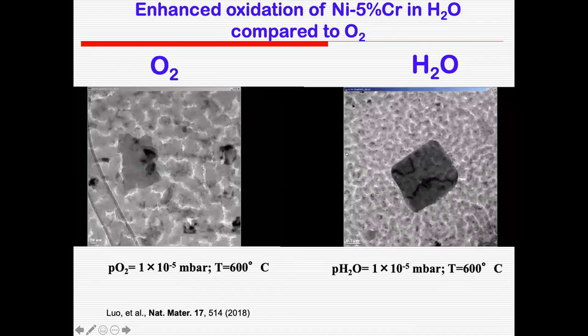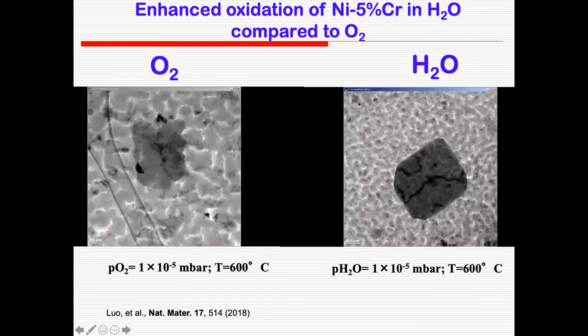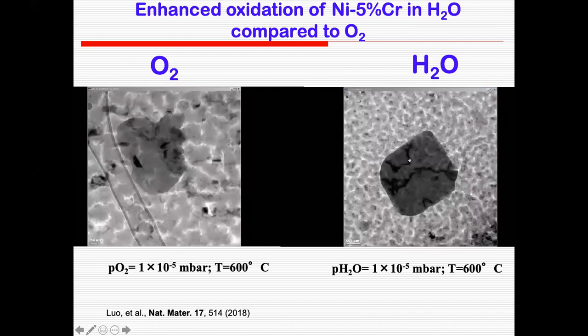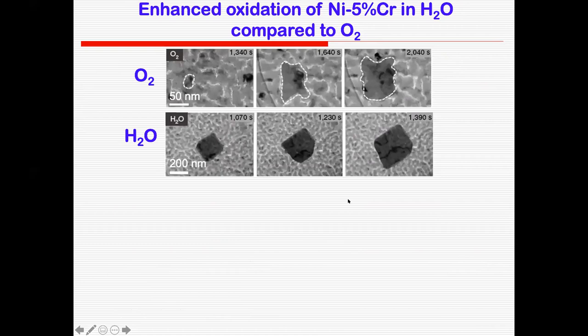And for H2O, we have a similar phenomenon, especially the oxide growth on the surface, and it seems like a fluid, but again, this is sort of like a solid phase. So what we can find here is that for oxidation in H2O atmosphere, the oxide growth rate is much faster. This can be found by measuring the surface area of the oxide in O2 and H2O.